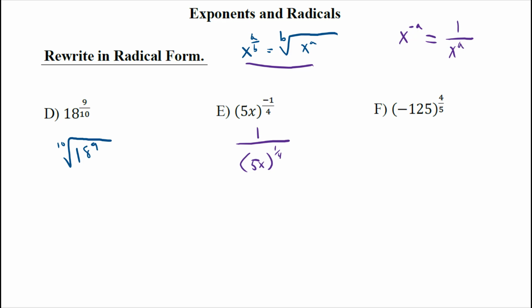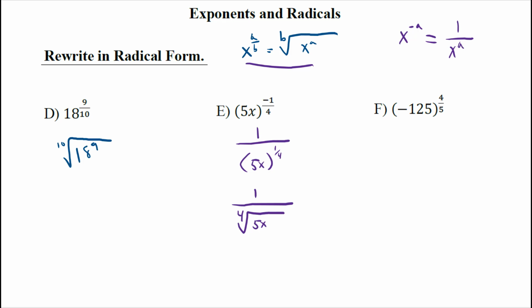Then we're going to go 1 over, and now we have 5x still in the radical, but we're going to take the 4th root of that, and of course all this is to an understood 1 value for the 5x.